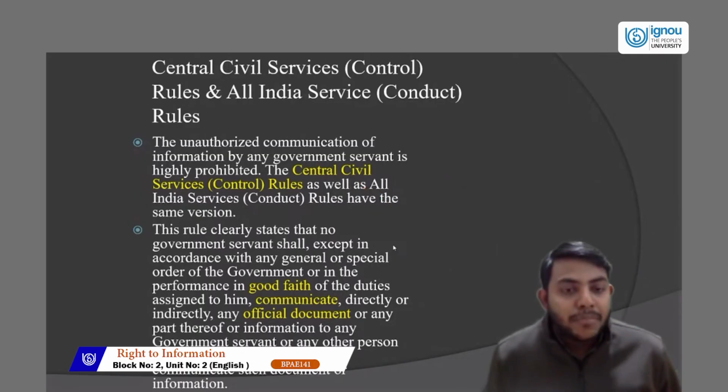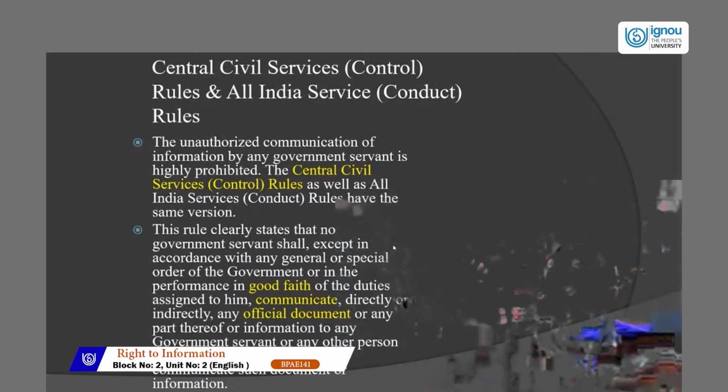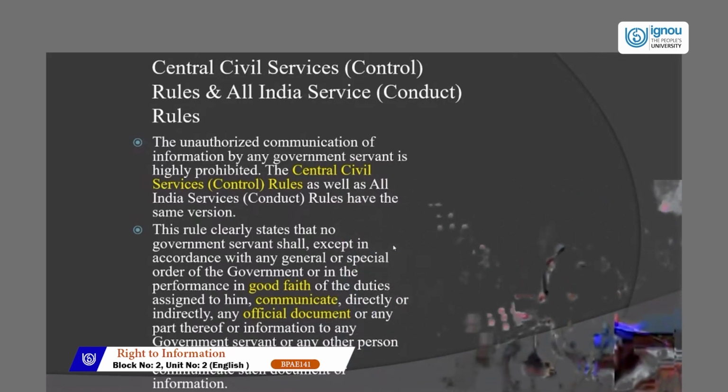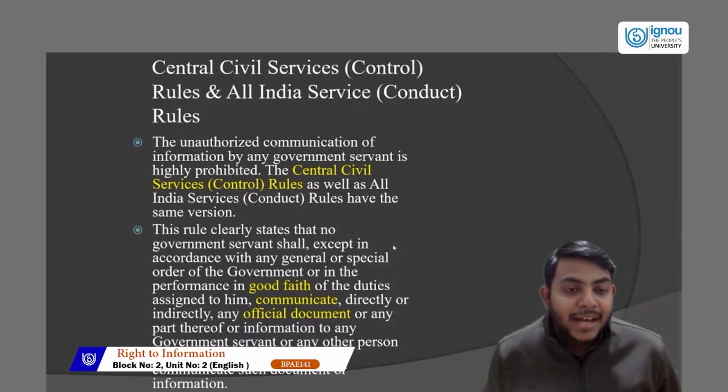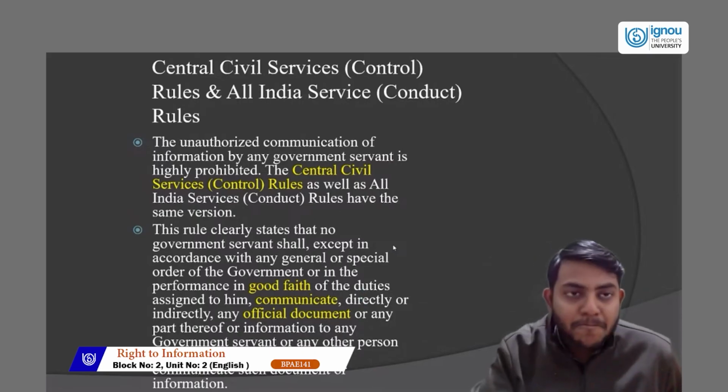they have also imposed certain restrictions on government servants in communicating information in an unauthorized manner. So these are the limitations on the functioning of the RTI Act of 2005.